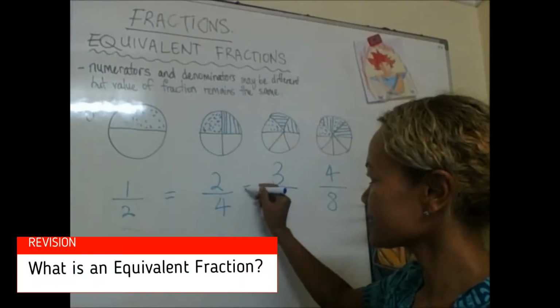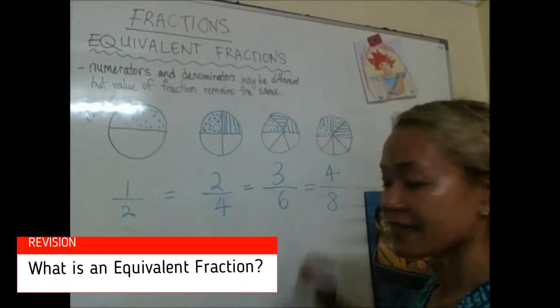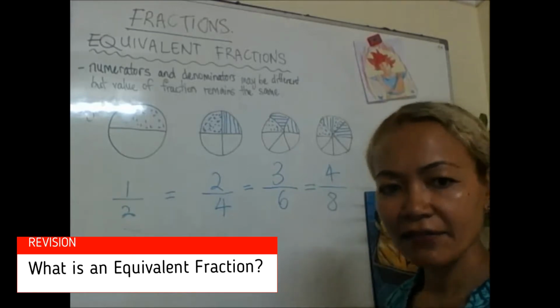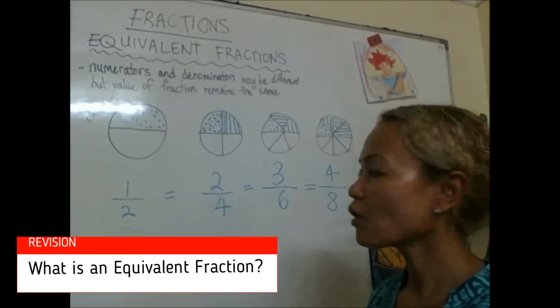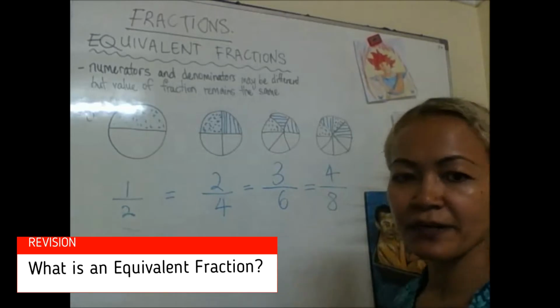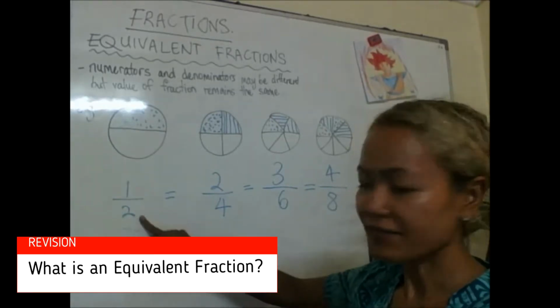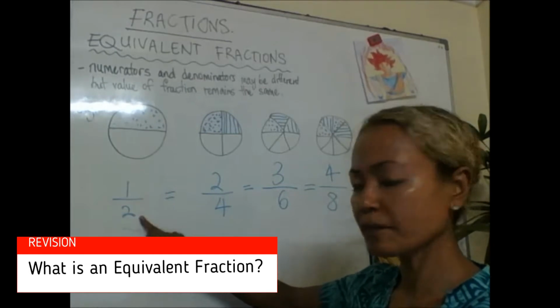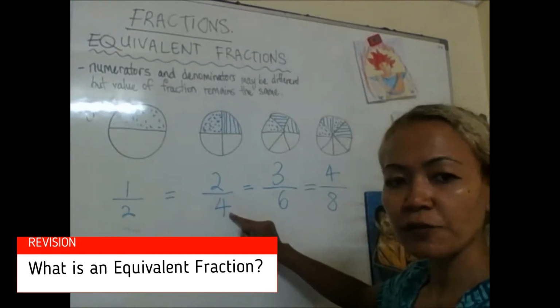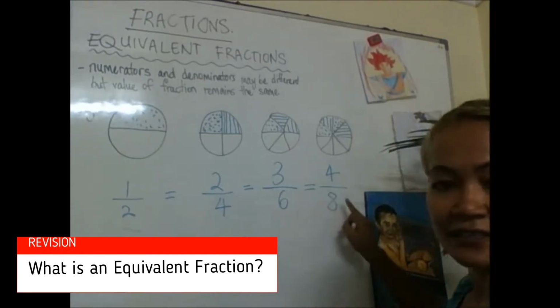All of these fractions are equivalent. They have the exact same value. All of them express the same value, which is half. And half is expressed in its simplest form here. This also means half, and so does this, and so does this.